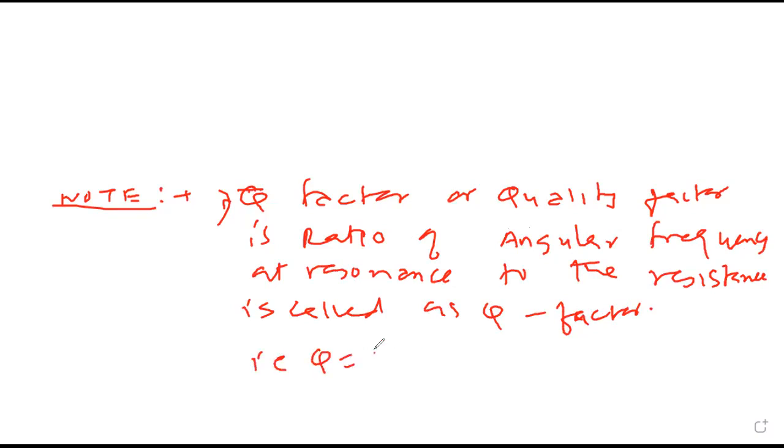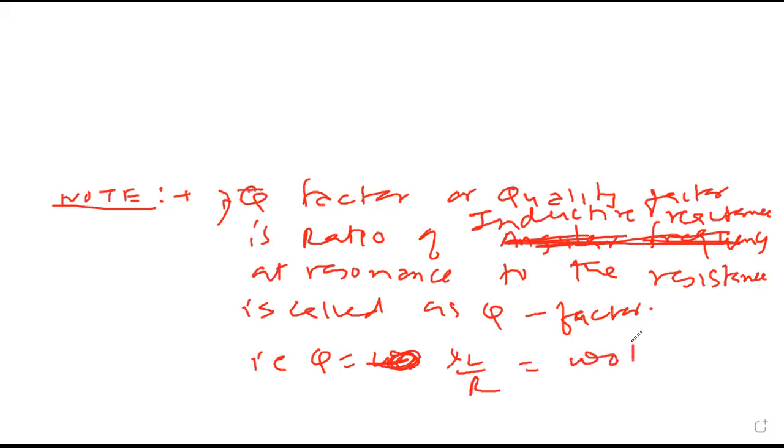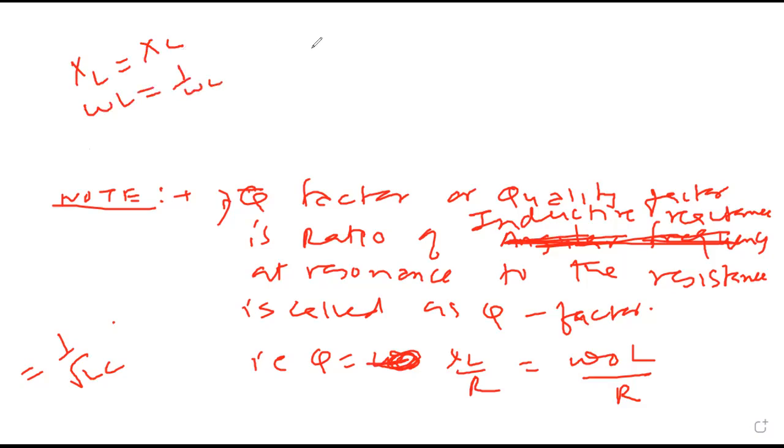That is, Q equals omega naught. In fact, it is the ratio of inductive reactance at resonance to the resistance. So inductive reactance XL upon R at resonance is omega naught into L by R. 1 upon root of LC is omega. See, XL is the same as XC, so omega L is 1 upon omega C, omega square is 1 by LC. So at resonance, omega is 1 upon root LC, into L by R.